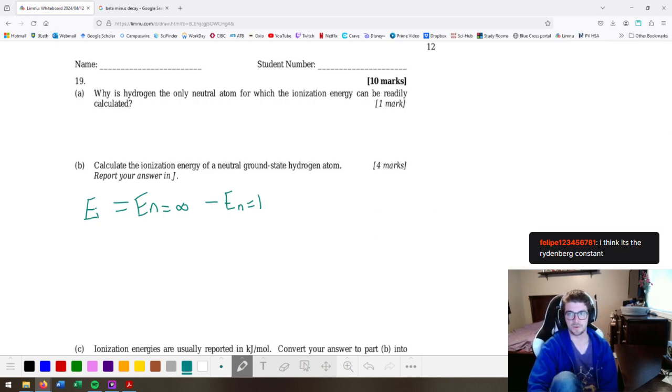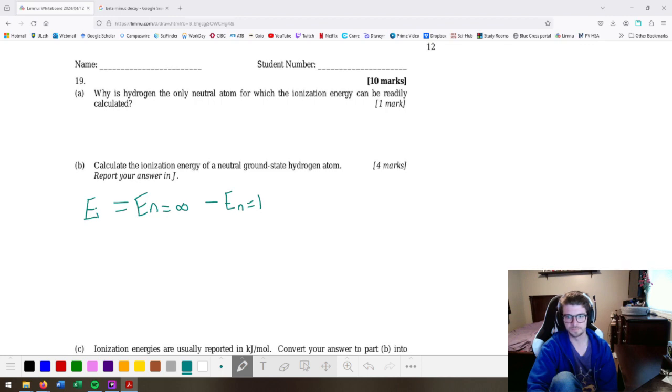Yes, you're right. It is the Rydberg constant. So E_I equals E_n at n equals infinity minus E_n at n equals 1. I'm going to make this a little more clear because I did not write that very well. So E_I is an ionization energy. And what that is, is the amount of energy that is required to dissociate an electron from its nucleus.